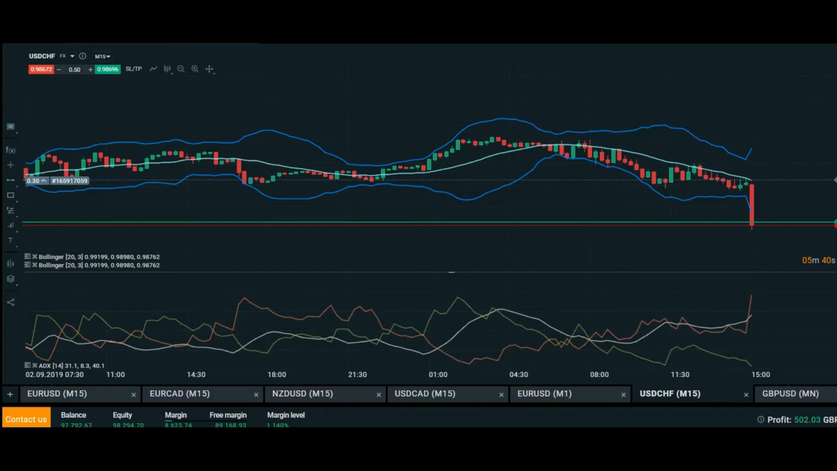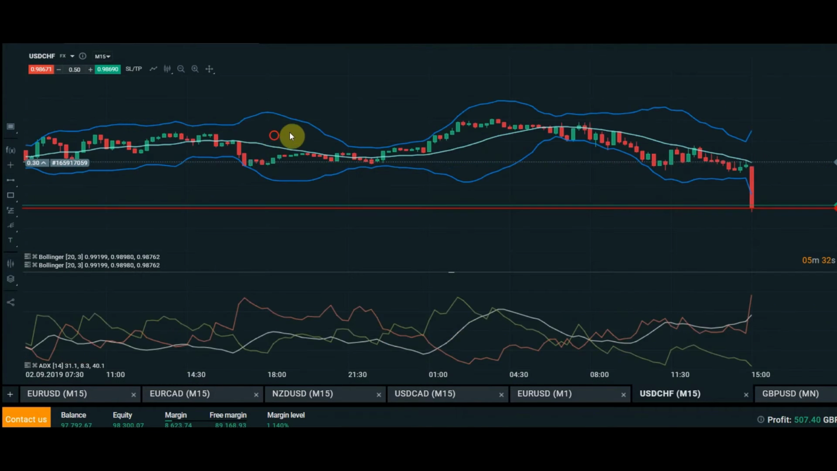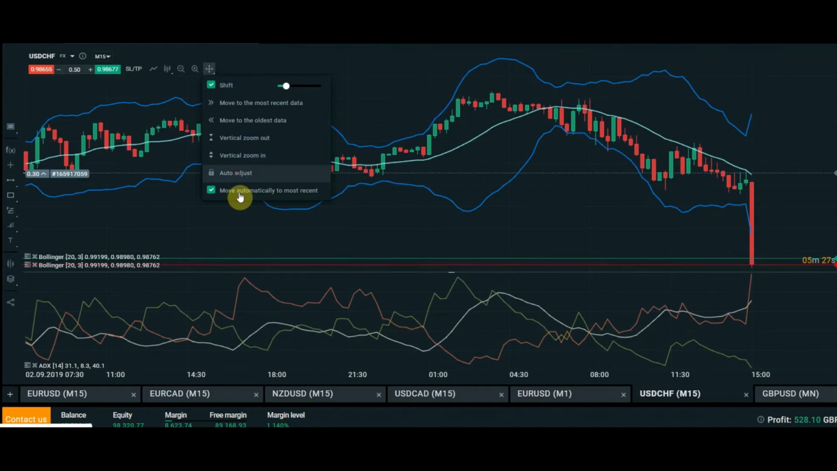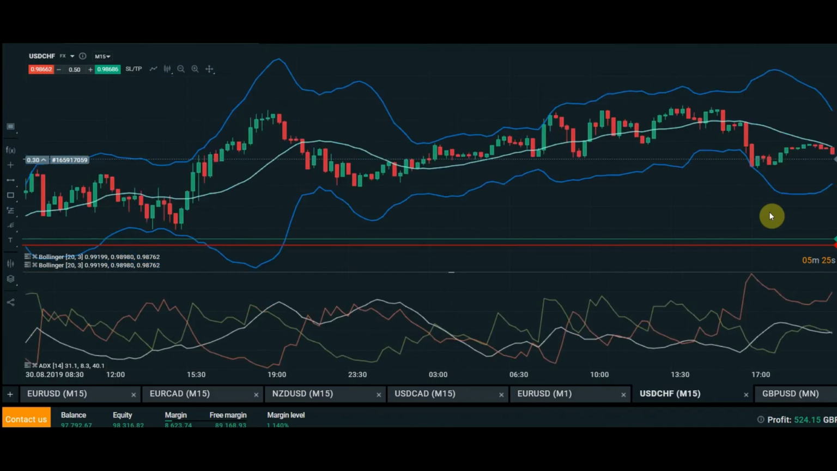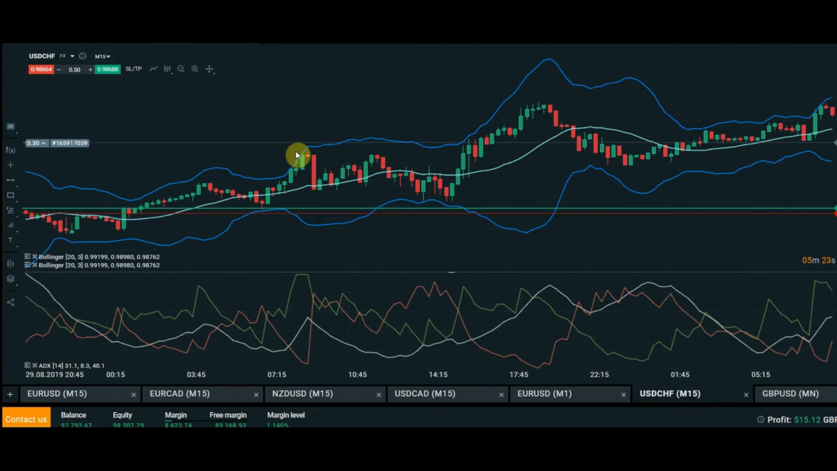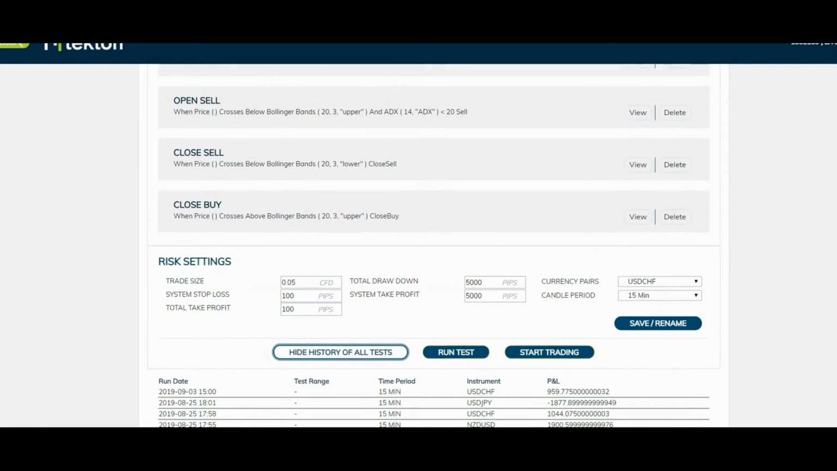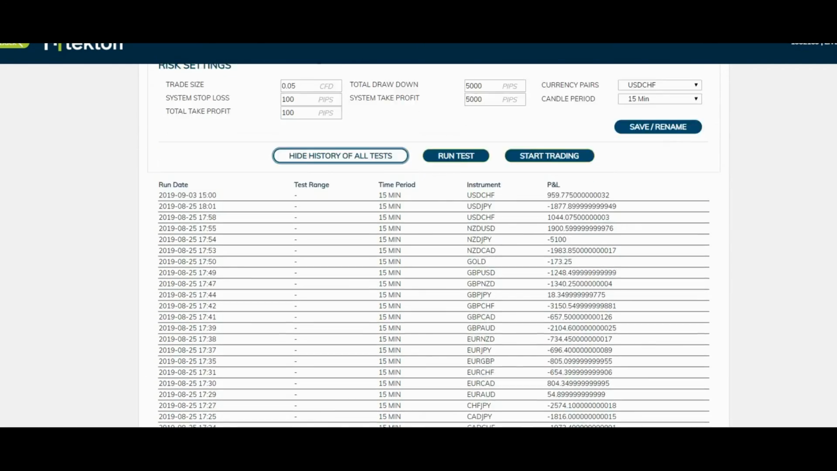Okay, so for example, if it takes a sell here, maybe it will keep going until it crosses the band below. So it's like a trailing stop. So open buy, open sell, close buy. So it's got 4 conditions. It does take a little bit longer to back test. It's about 2 or 3 minutes, but I've got the back test results here.